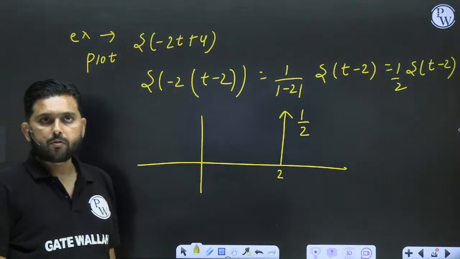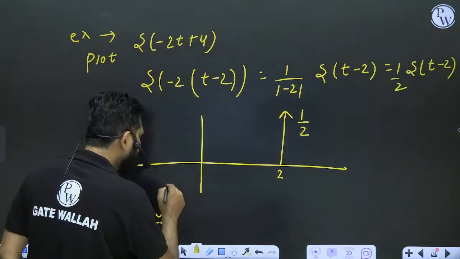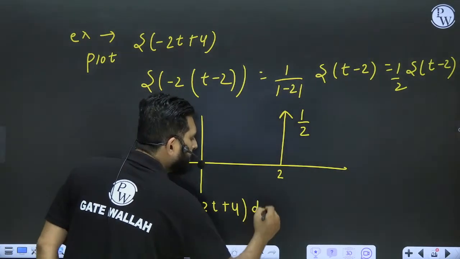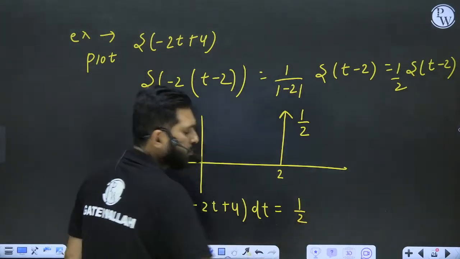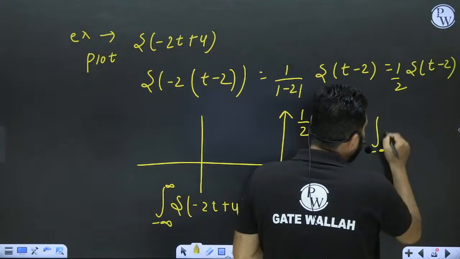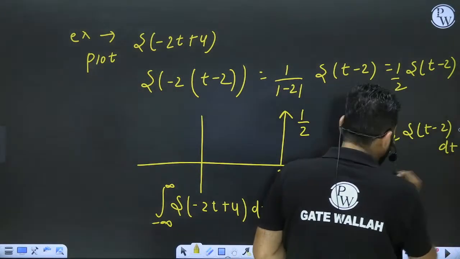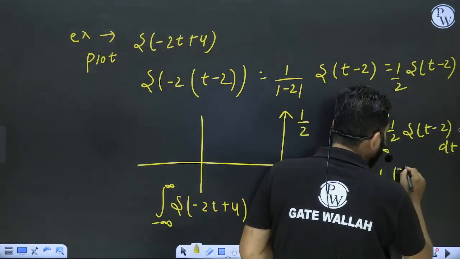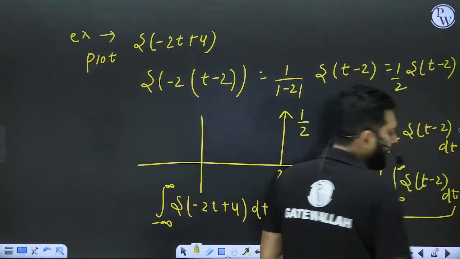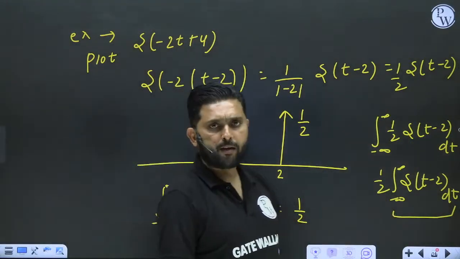If you take the area under the curve of this function, the integral from minus infinity to infinity of delta of minus 2t plus 4 dt, what will you get? You will get 1 by 2. Because the whole thing is the integral from minus infinity to infinity of 1 by 2 delta of t minus 2 dt. 1 by 2 is outside, and you know that if I integrate the shifted impulse function, the area under the curve is nothing but 1.